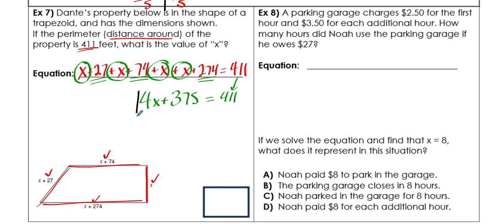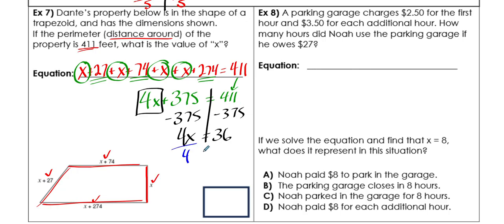Now I have an equation I can solve. I'm going to box that and subtract 375 from both sides. That gives me 4x equals 36. And then I'm going to divide away that 4. So x equals 9.